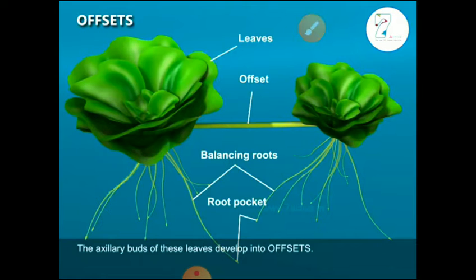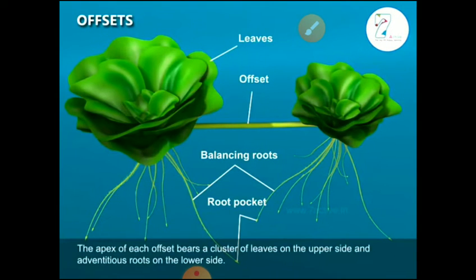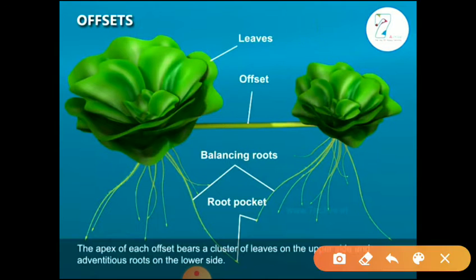The axillary buds of these leaves develop into offsets. So offsets are always forming from the axillary buds of leaves. The apex of each offset bears clusters of leaves on the upper side and adventitious roots on the lower side. So from the offsets towards upside what will arise? Many leaves can arise. Towards down what will arise? Many adventitious roots will arise.